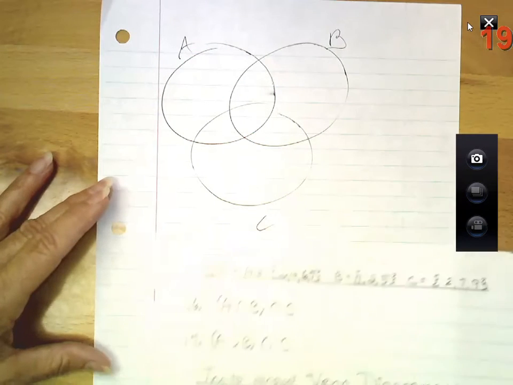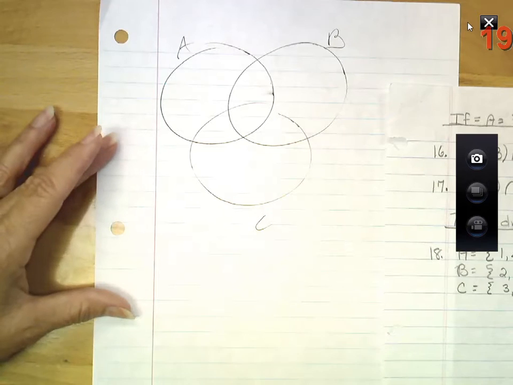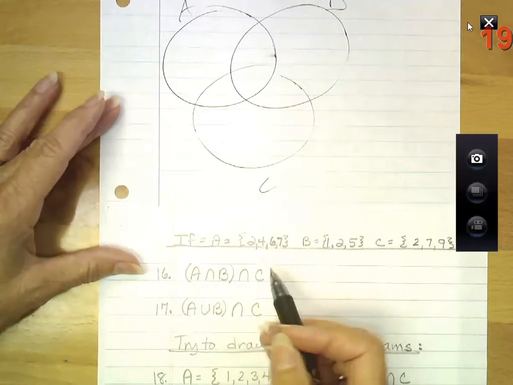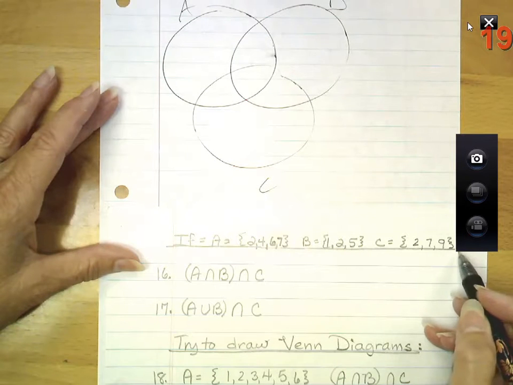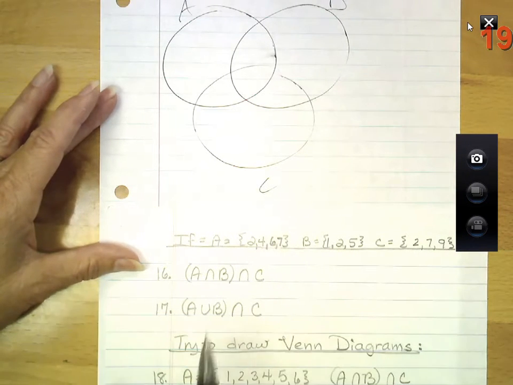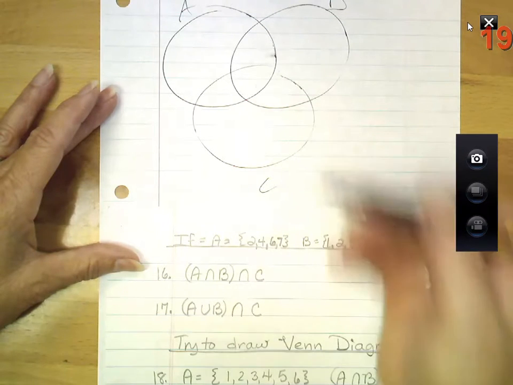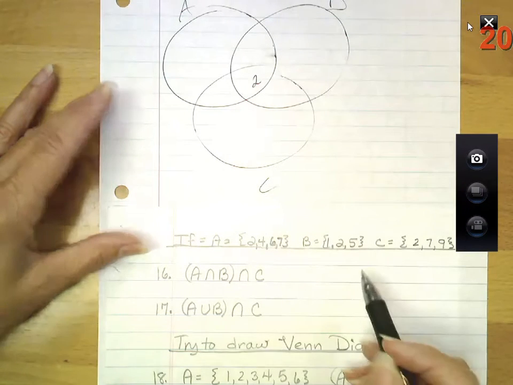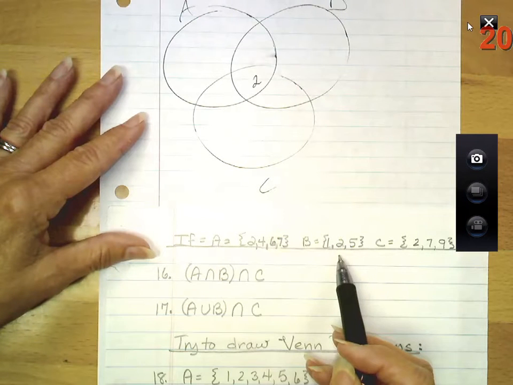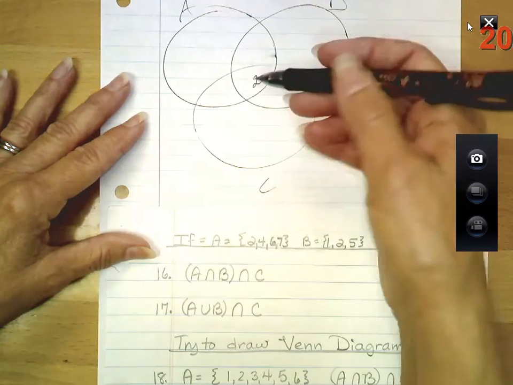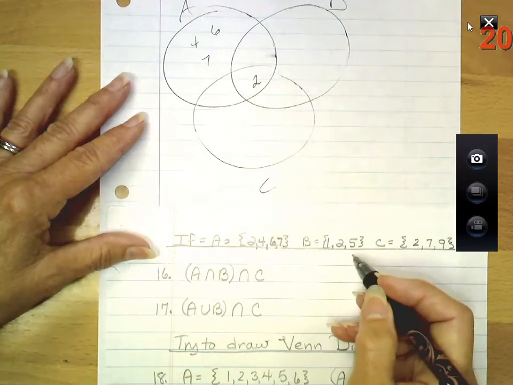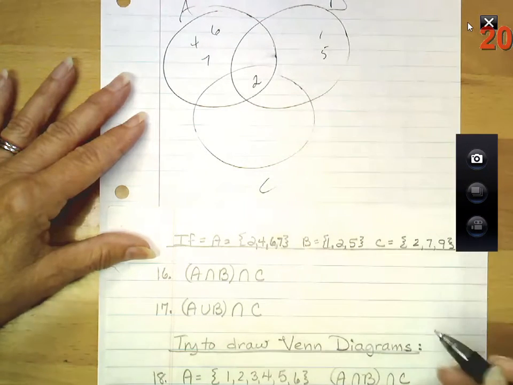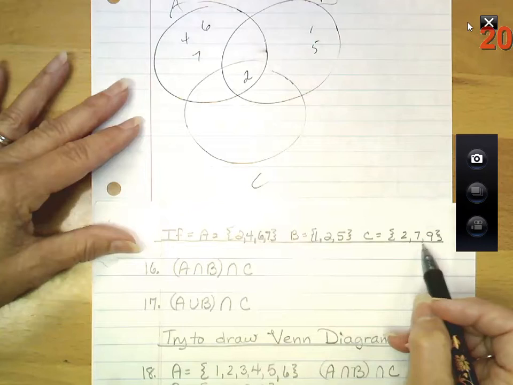Now, let's say that A is 2, 4, 6, and 7. B is 1, 2, and 5, and C is 2, 7, and 9. What do all 3 of these have in common? 2. That's all I can see right now that they have in common. What do A and B have in common? 2. So we've got to put 4, 6, and 7 over here somewhere. And at first, you're not sure where they go. Over here, we have to put 1 and 5. C is 2, 7, and 9.